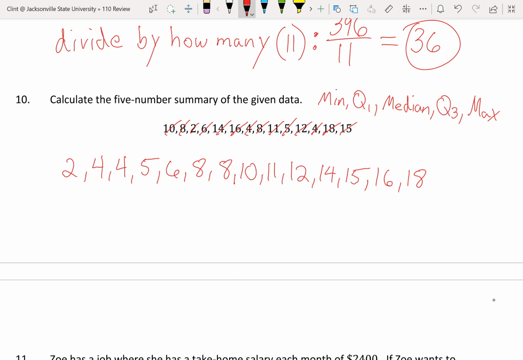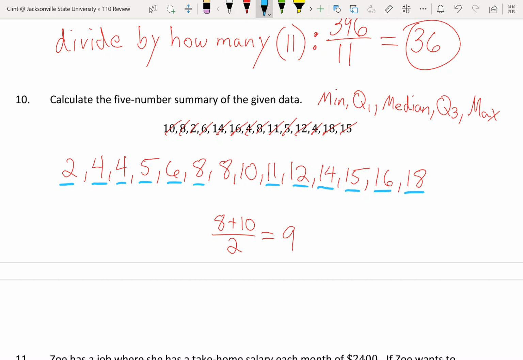So I'm going to start off by finding the median. You could go ahead and write down the minimum and the maximum if you wanted to. The median is the middle number. And remember, if we have 1 number in the middle, that's our median. If we have 2 middle numbers, we add them together and divide by 2. So here, looks like we have 2 middle numbers. For the median, we would do 8 plus 10 divided by 2. So we get 9 there.